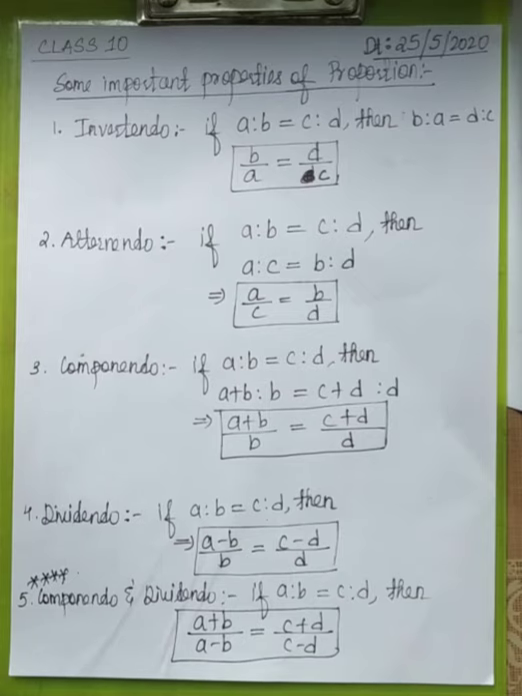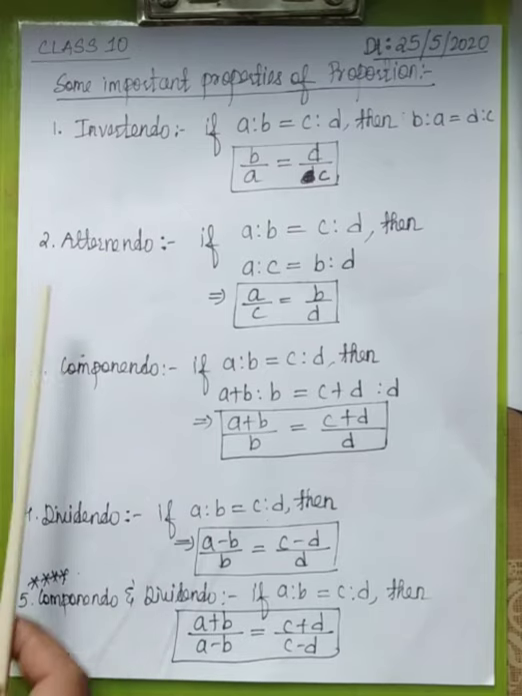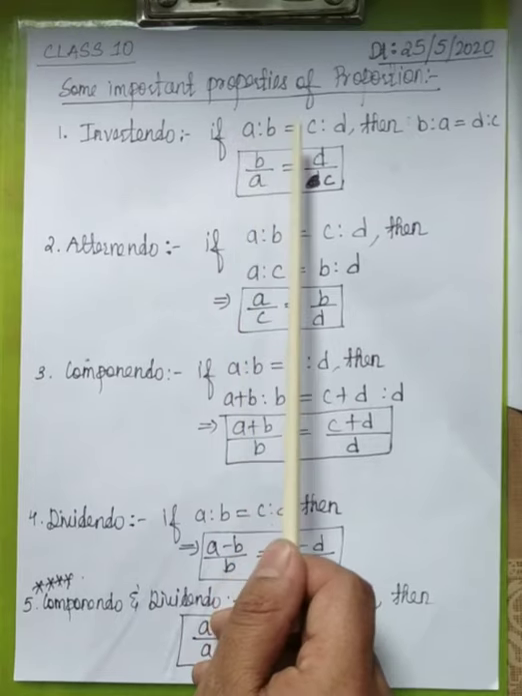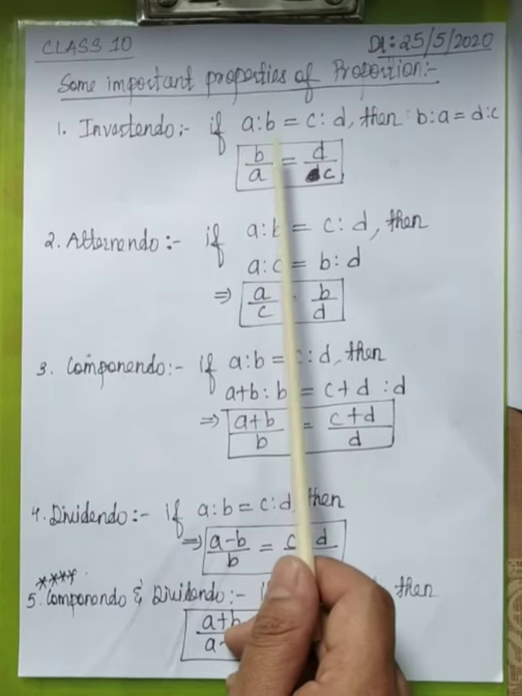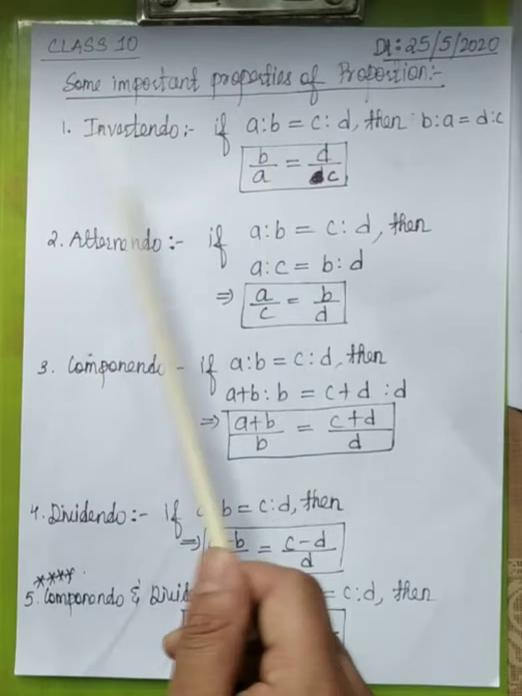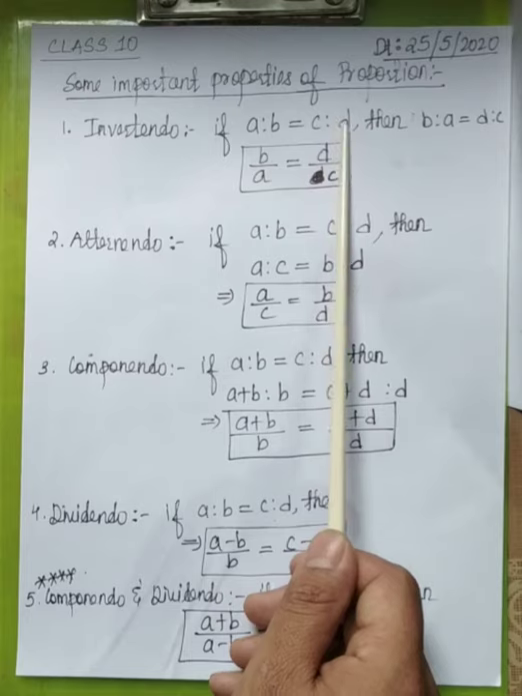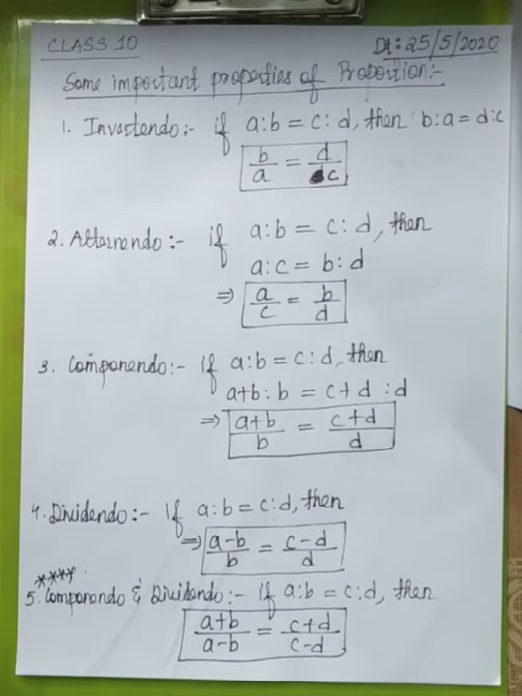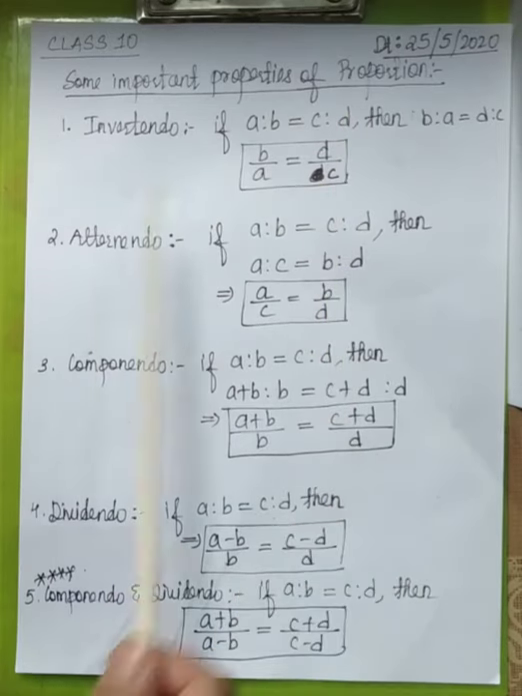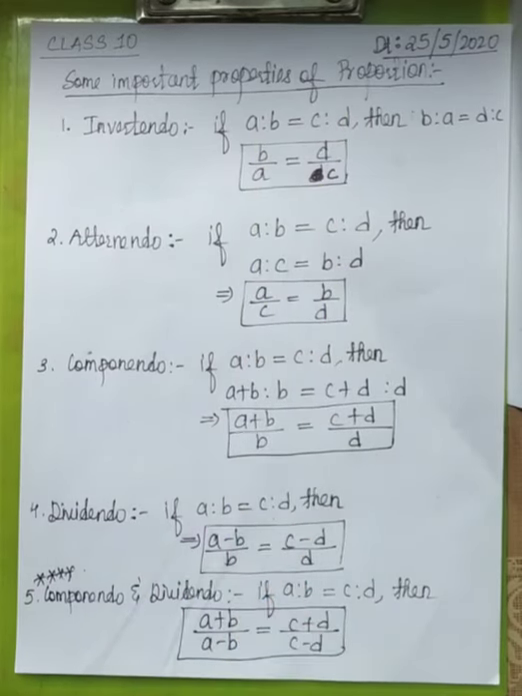Okay, so now continuing with that, there are five properties that we need to learn. The first one is invertendo, alternando, componendo, fourth one dividendo, and the last one componendo and dividendo. So let us go one by one. Invertendo means if A is to B is equal to C is to D, that is, if four numbers A, B, C, D are in proportion, then I can invert them. Here it is first is to second equals third is to fourth, isn't it? Then by invertendo I can write second is to first is equal to fourth is to third. That is B by A is equal to D by C.